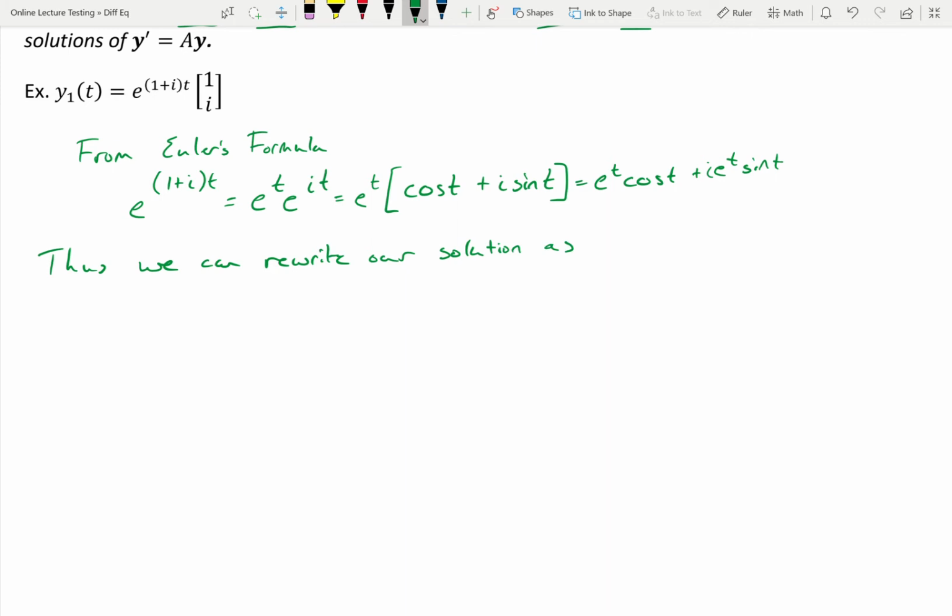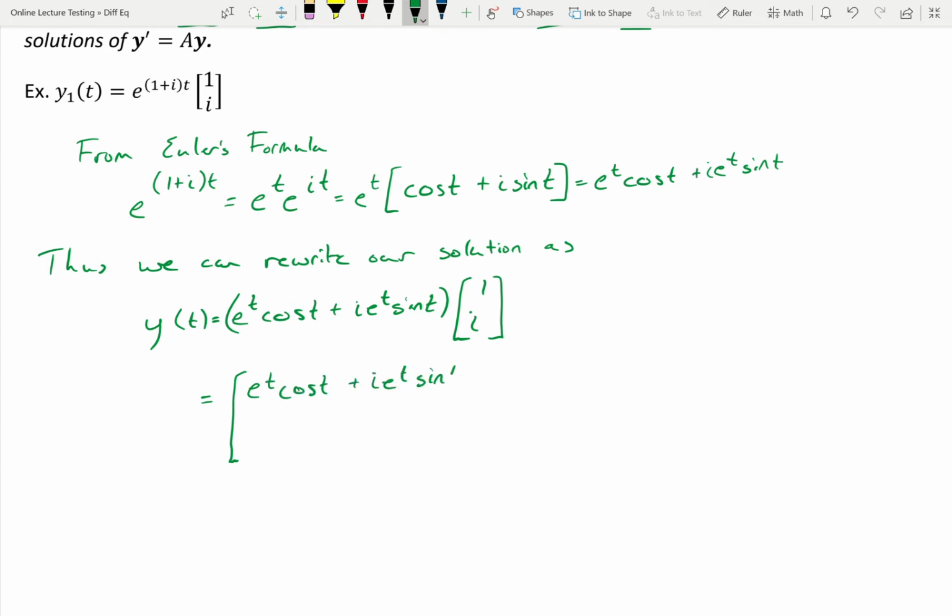Thus, we can rewrite our solution as the following. y1 of t is equal to, and here I'm just going to put y of t. There's a reason for that here in a second. e to the t cosine of t plus i e to the t sine of t times our vector of (1, i). So when we multiply that, we are going to get a new vector function here, because this is just a function multiplying it, so we just treat it as a constant multiple in that case. We're going to get e to the t cosine of t plus i e to the t sine of t. And then when we multiply it to our second value, we're going to get i e to the t cosine of t. Well, those i's, when i squared, we're going to get negative 1.